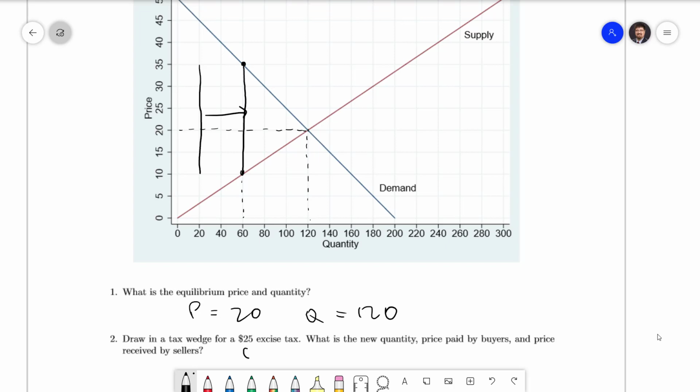So what is the new quantity? That's 60. Price paid by buyers, I'm going to write PB for price paid by the buyers, that's 35. That's the price that corresponds with our demand curve right here. The price paid by the sellers, I'll say PS for that, is going to be 10. You can again see those are 25 apart. That 10 comes right here.